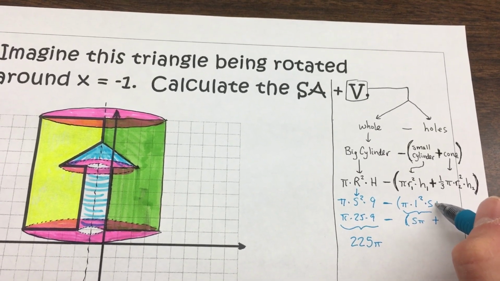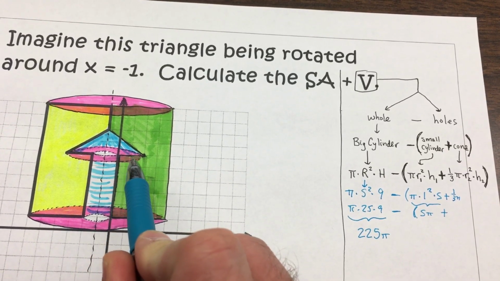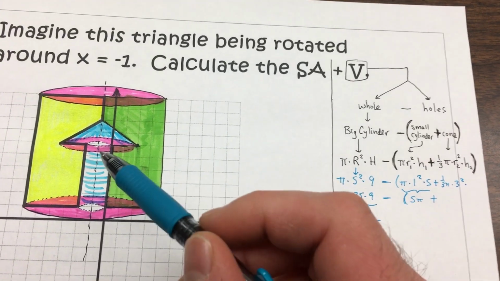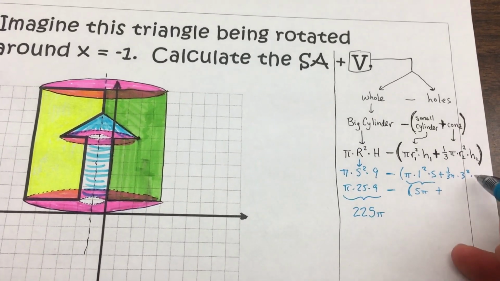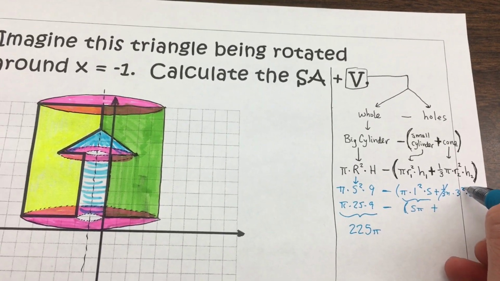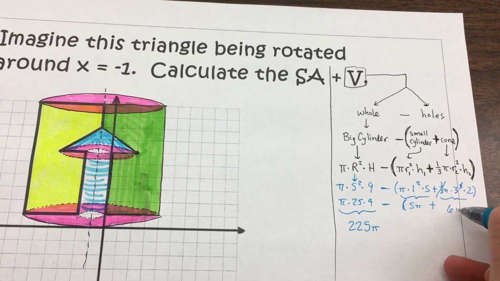So the cone, it's got a radius of 1, 2, 3, and it's got a height of 2. So the 1/3 will cancel out with one of these 3's. So really that just gives me 6 pi.